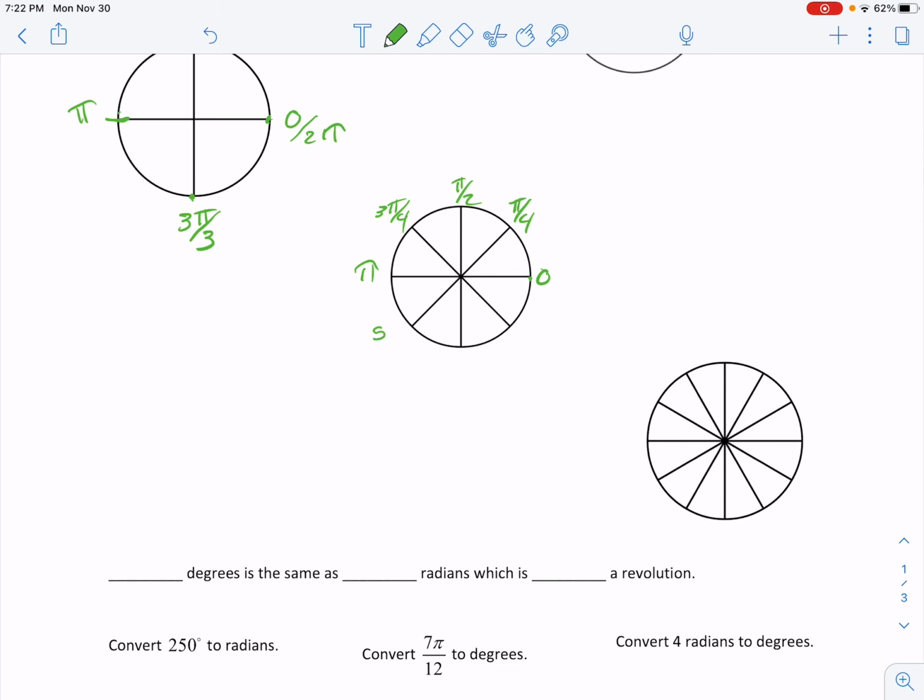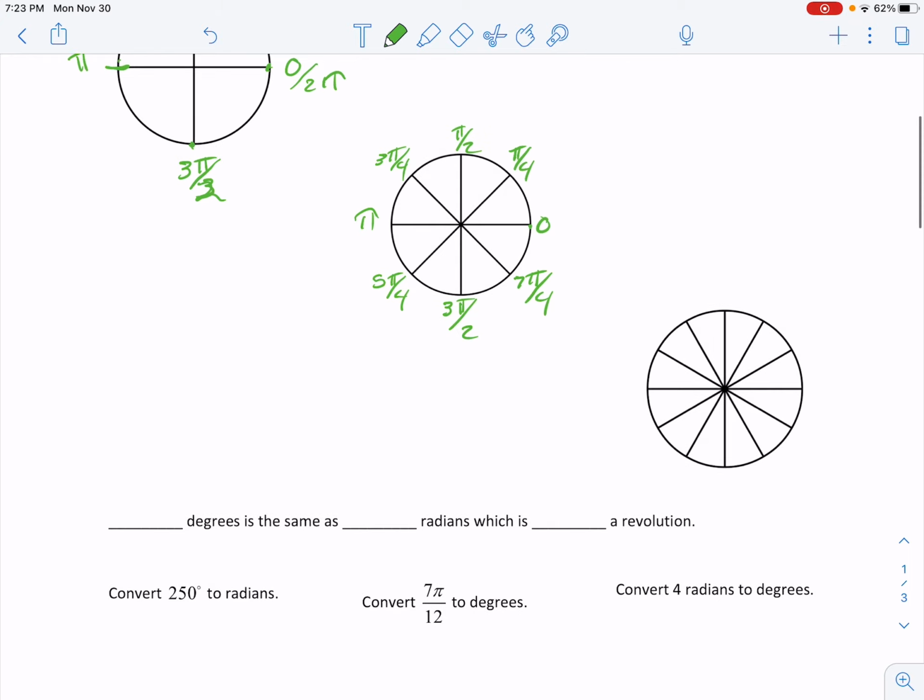And 5 pi over 4. This we already labeled. Oh, that was 3 pi over 2. 3 pi over 2. And 7 pi over 4. This one, they cut it in how many pieces? 1, 2, 3, 4, 5, 6. So this is pi over 6. 2 pi over 6, which we already labeled, is pi over 3. This is pi over 2. This is 2 pi over 3, 3 pi over 4, and pi.